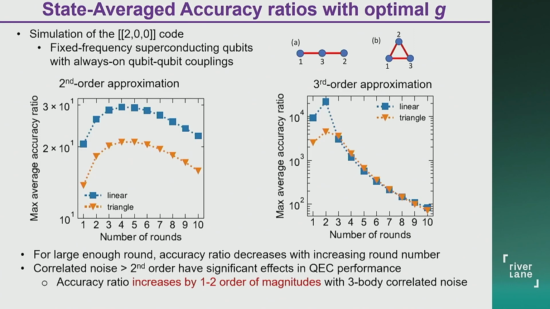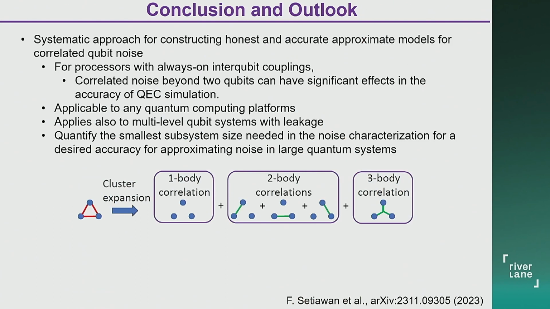So in summary, I have presented a systematic approach for constructing honest and accurate approximate noise models. By applying our noise model to realistic processors with always-on qubit coupling, with realistic parameters for fixed frequency superconducting qubits, we show that correlated noise beyond 2 qubits can have a significant effect on the performance of the QEC.